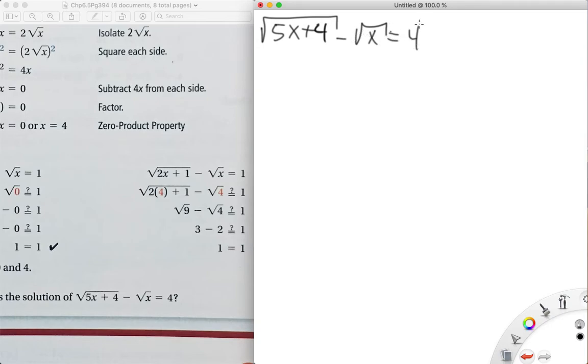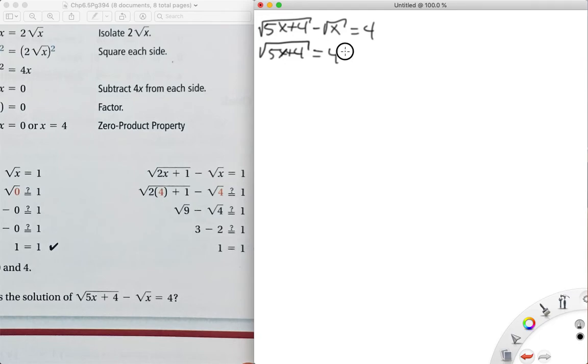I'm going to add this square root of x to both sides. The square root of 5x plus 4 equals 4 plus the square root of x. And now from that point we are going to square everything.